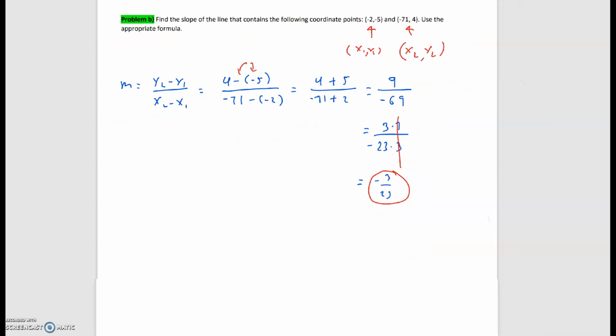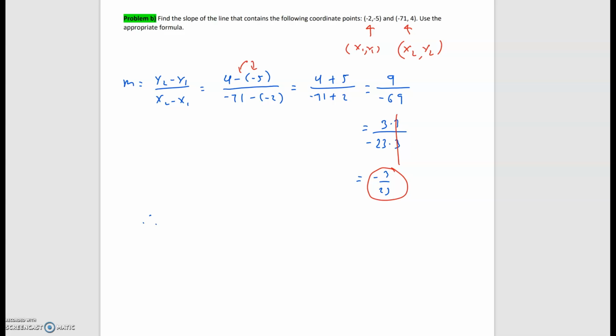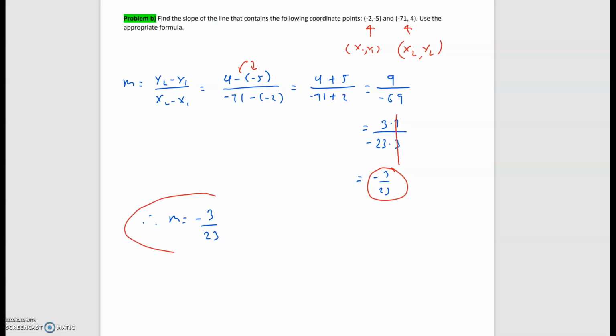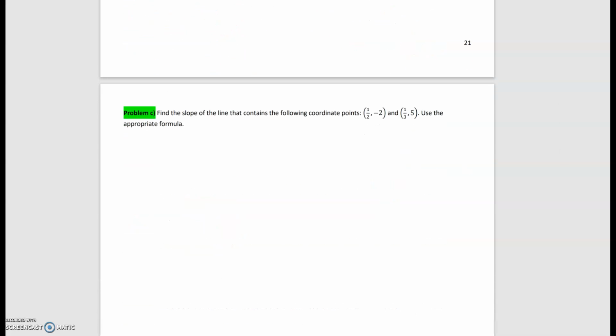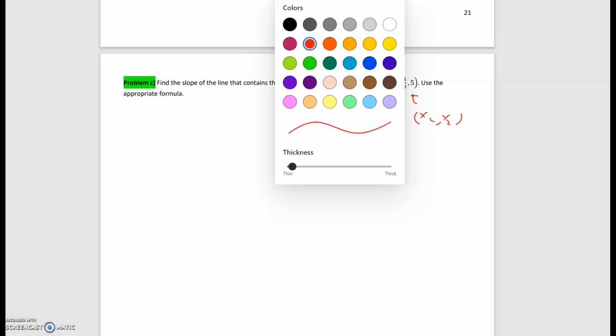Let me just rewrite it. So the slope for this line, in this case, we end up with m is equal to negative 3 over 23. I'm putting the negative on the top, but that's actually it for this one. Let's take a look at the last problem. And the last problem has messy fractions, but same idea. So we'll just say that that's our x1 comma y1, and this will be our x2 comma y2.